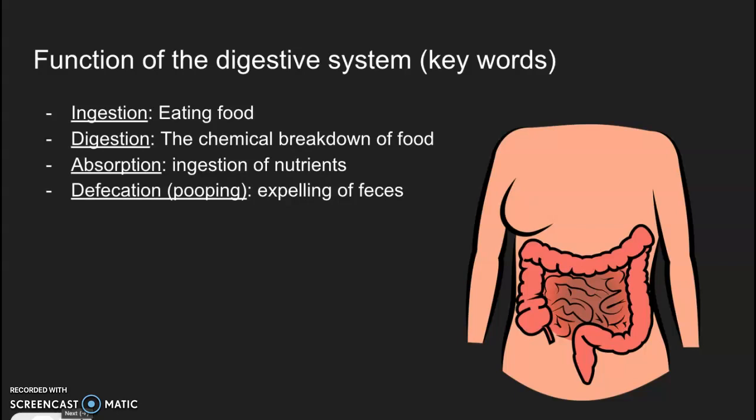Digestion. Now, digestion is the chemical breakdown of our food. We also have absorption. We absorb our nutrients. In our intestines, we absorb certain nutrients, amino acids, fats, so our body will function. We also have defecation, commonly known as pooping, which is the expelling of feces or waste product that our body does not need to digest.